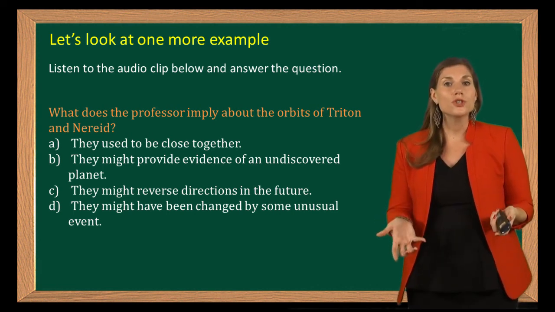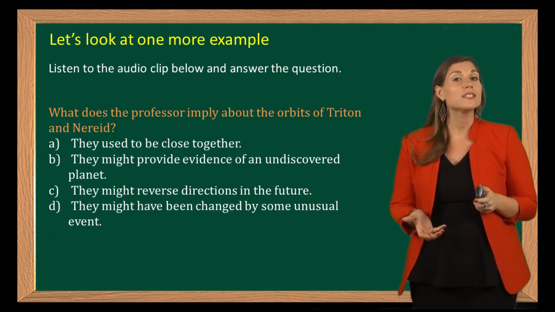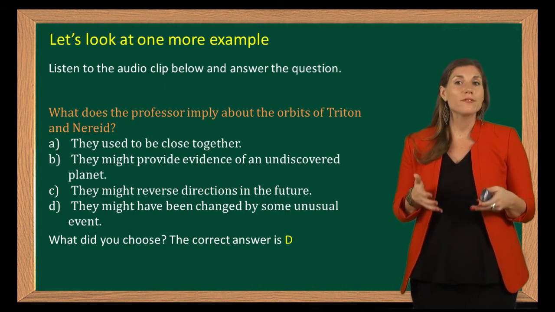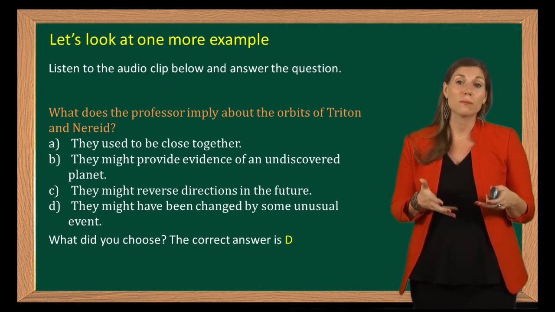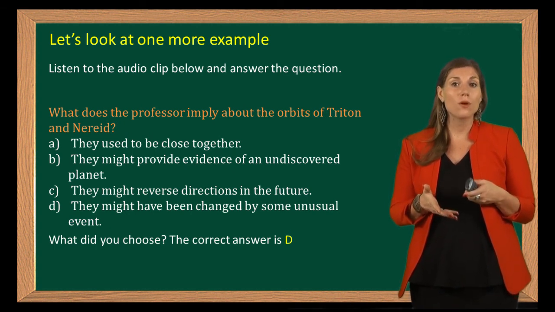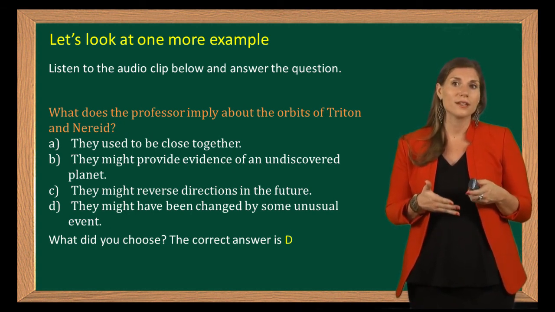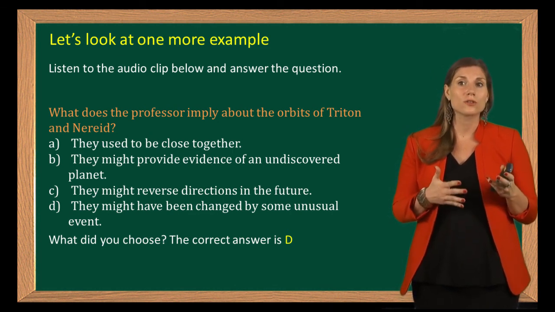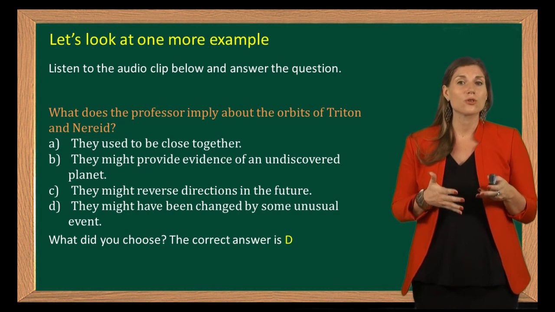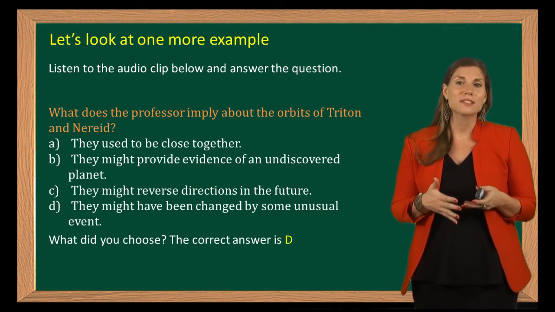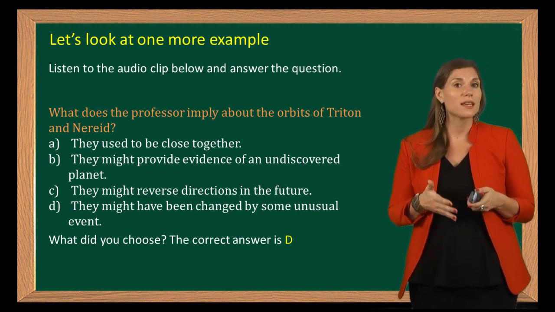So, what did you choose? If you chose D, then you're correct. In connecting content questions, you will have to use information from more than one place in the lecture. In this example, the professor describes the orbits of Triton and Nereid. In both cases, he refers to the events in the early solar system that might have changed or disrupted their orbits. Remember, the information might not be explicitly stated. You must make the connections.